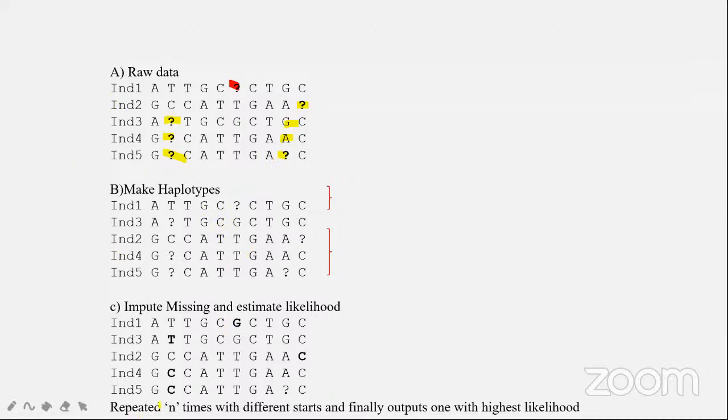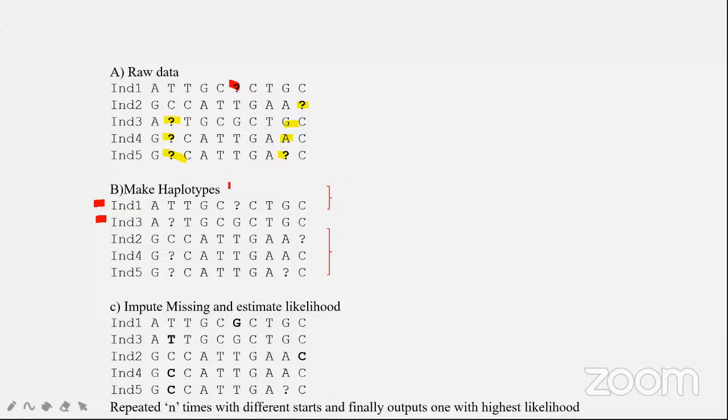So what it makes is haplotypes. Haplotypes are nothing but what are similar or close by. If you look here, individual 1 and 3 have similar patterns, so these two make up a single haplotype. Whereas individuals 2, 4, and 5 have similar patterns, so these form another haplotype.